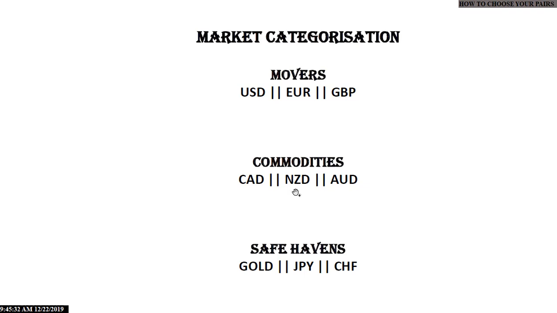So for the safe havens, they move anytime. You can't really put a time to it. However, from experience, gold moves either New York or London session. Yen moves early hours of the London session or the Asian session. And therefore, Swiss franc could really move anytime. However, I would rather say London session, New York session. So for gold, London, New York. For yen, Asian plus early hours of London.